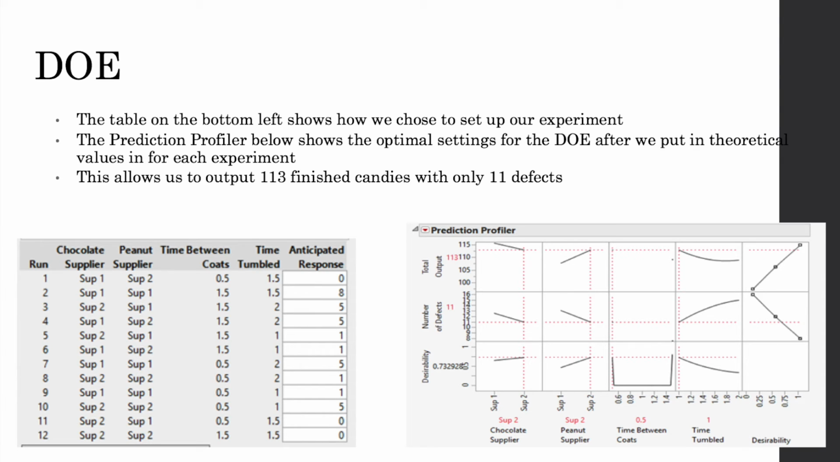Once you run the experiment all the way through, the final results are that we should use supplier 2 for chocolate. For the peanut supplier, we should also use supplier 2. We should set the time between coats to 0.5 minutes and the time tumbled to 1 minute. And that will give us a maximum output of 113 total M&Ms with a minimum of 11 defects.